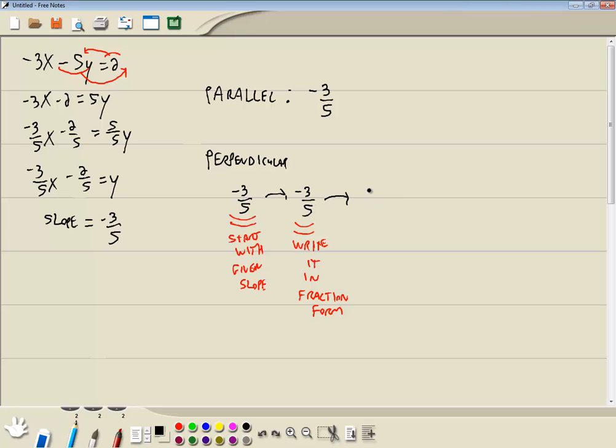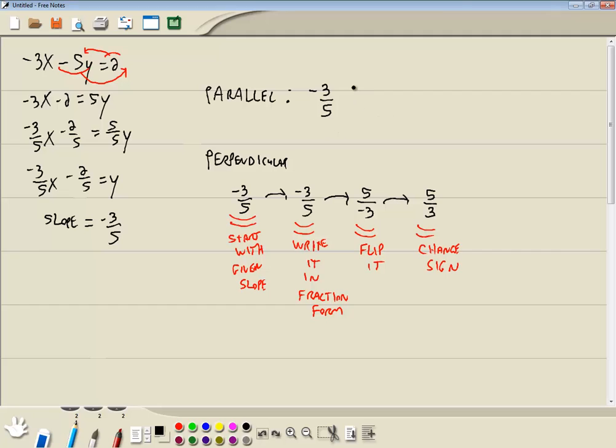And then we're going to flip it. Top goes to the bottom, bottom goes to the top. So negative 3 over 5 becomes 5 over negative 3. So flip it. That's the reciprocal part. And then we're going to change its sign. So it goes from a negative 5/3 to a positive 5/3. Now once you get used to it, it's a pretty straightforward idea. Negative reciprocals, you flip it, change the sign.